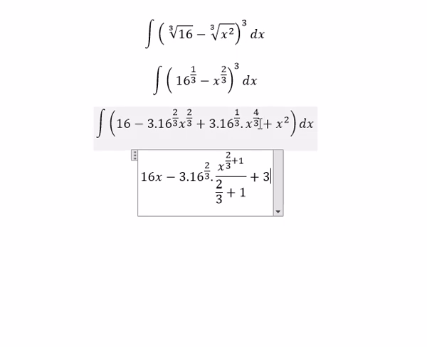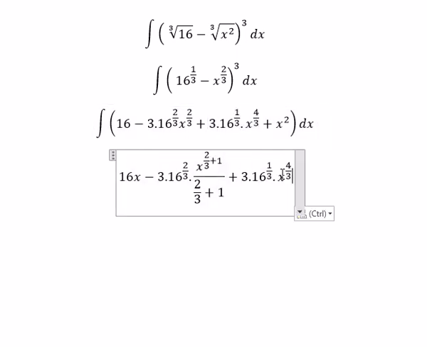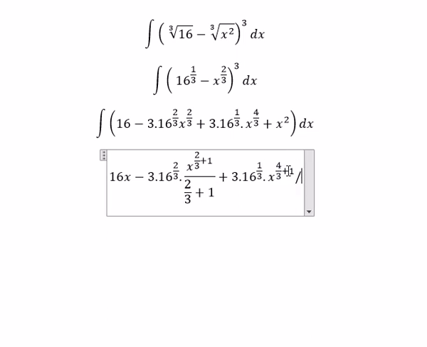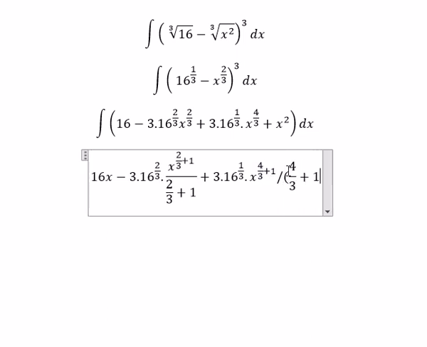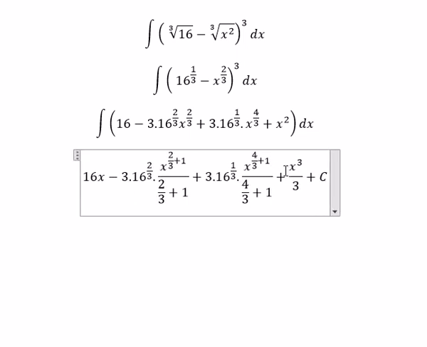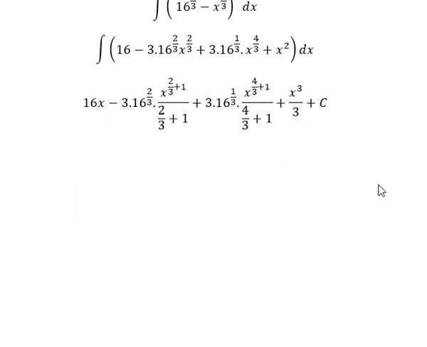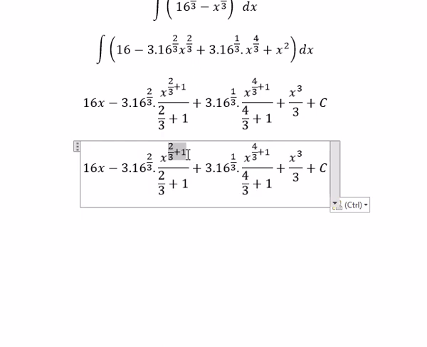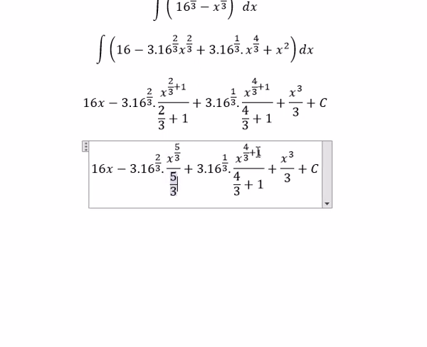Similar for the next one. And the last one. This is we change to 5 over 3. This is about 7 over 3.